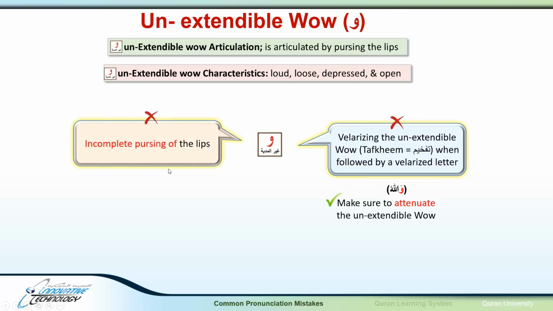The second mistake is incomplete pursing of the lips. Wakana. In waw you should say oo, purse your lips. But the problem arises, especially when you have a fatha, you might tend to decrease that pursing. So it will be like wakana, and this is wrong. It should be wakana. Let's listen to the right way of pronouncing it from Sheikh Al-Husari. Wakana. Make sure to purse the lips enough.